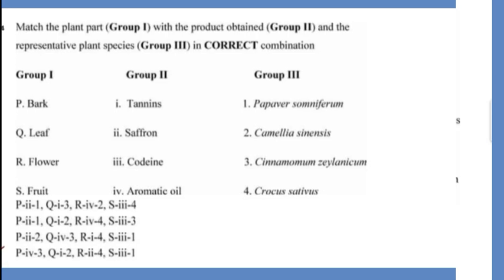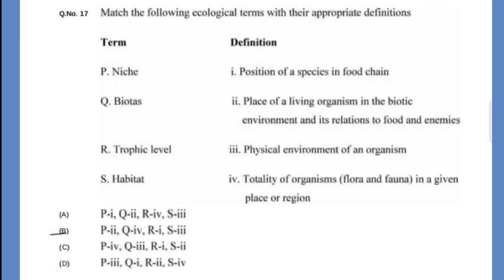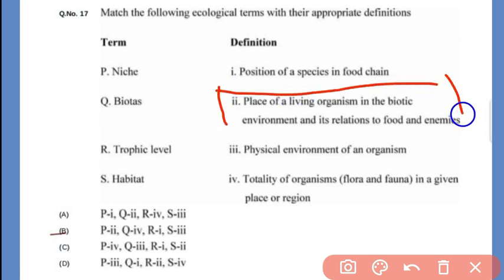So moving to the next question. Match the following ecological terms with their appropriate definitions. We know that niche. The niche is the place of a living organism in the biotic environment and its relation to food and enemies. Or we can say that a niche is the physical habitat of the organism.